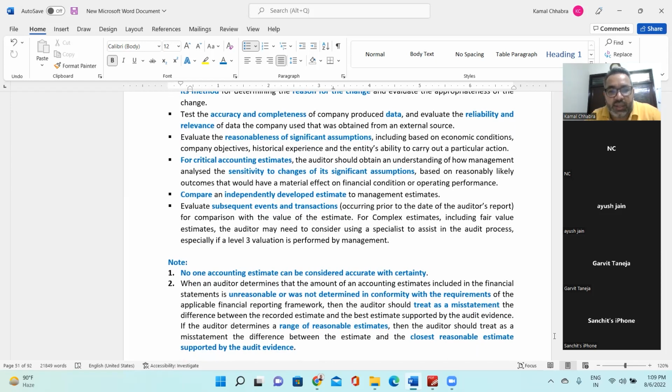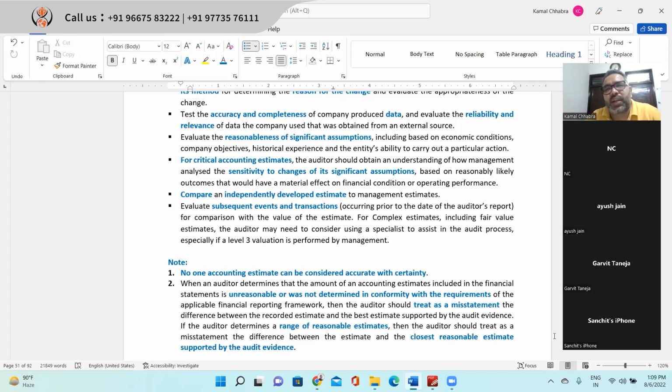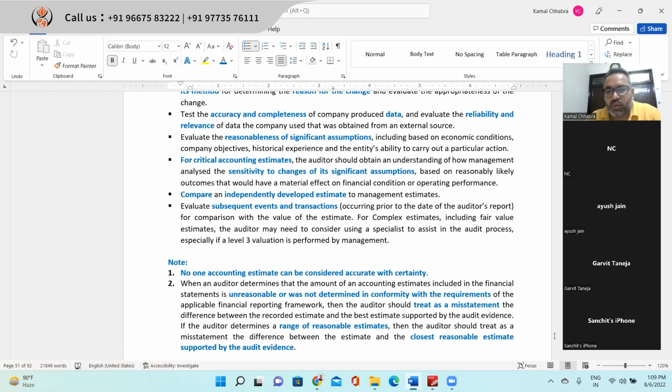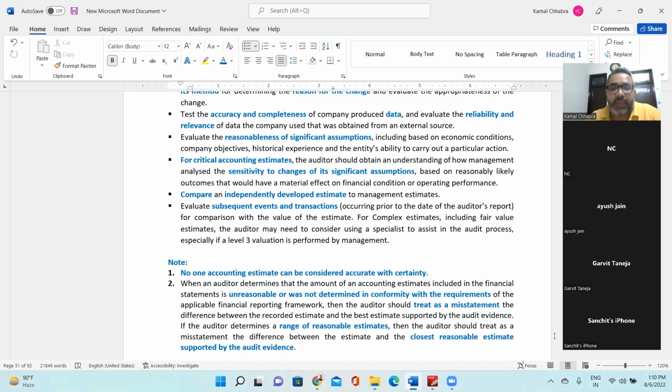Third is evaluate the reasonableness of the significant assumptions, including based on the economic condition, company objective, historical experience, and the entity's ability to carry out the particular action. So here, whatever assumptions management has taken, you need to test whether those assumptions are appropriate, because the ultimate number of the provision or estimate is based on two things. One is the base data, and second, the assumptions that management has taken to calculate the estimate on the base data. So two things you need to test properly: the accuracy, completeness, reliability, and relevance of the base data, and the appropriateness of the assumptions.